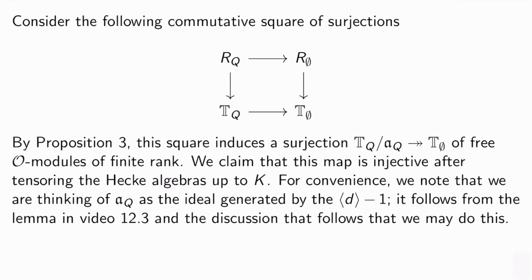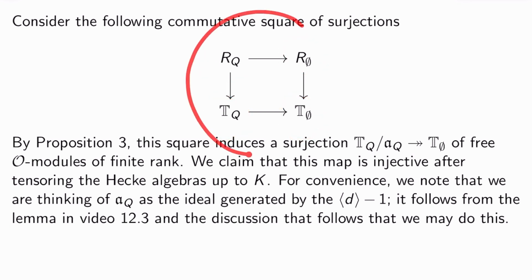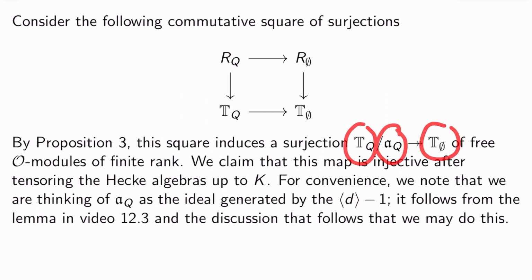Consider the following commutative square of surjections. So we have a map from R_Q to T_Q. That's the map φ_Q. Then likewise, we have a surjection from R empty set to T empty set. And then, of course, we have the standard maps from R_Q to R empty set and T_Q to T empty set. So everything is functorial here, and we have a commutative square of surjections. By proposition 3 from this chapter, this square induces a surjection from T_Q mod A_Q to T empty set, both free O modules of finite rank.